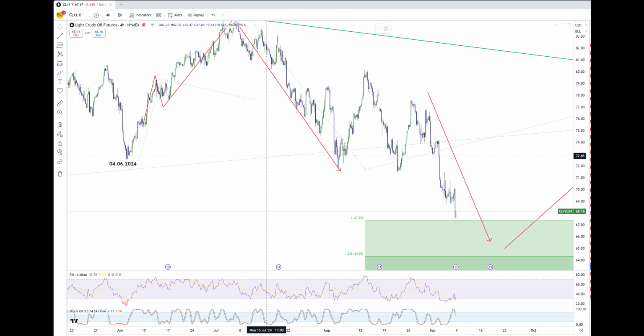So for oil, short term, we can see another bounce soon before anything else takes place.